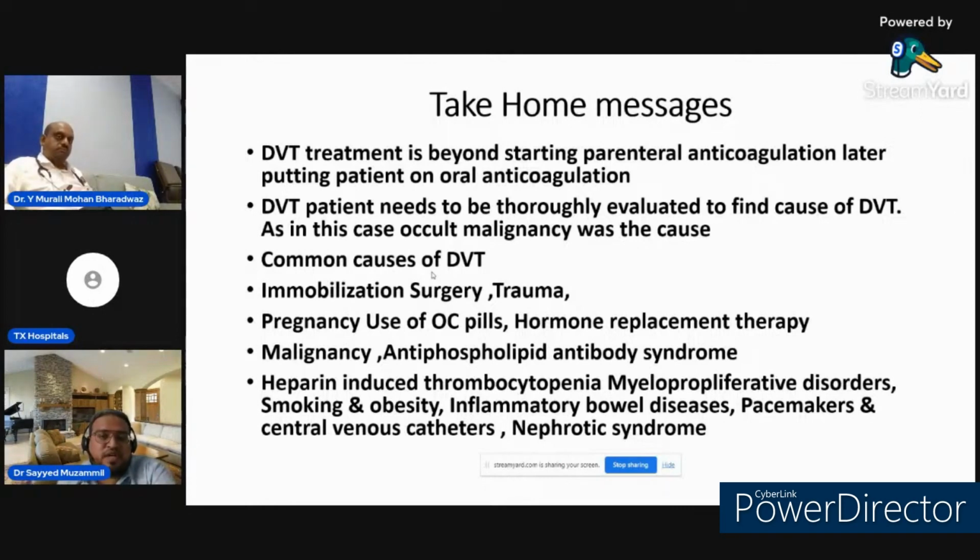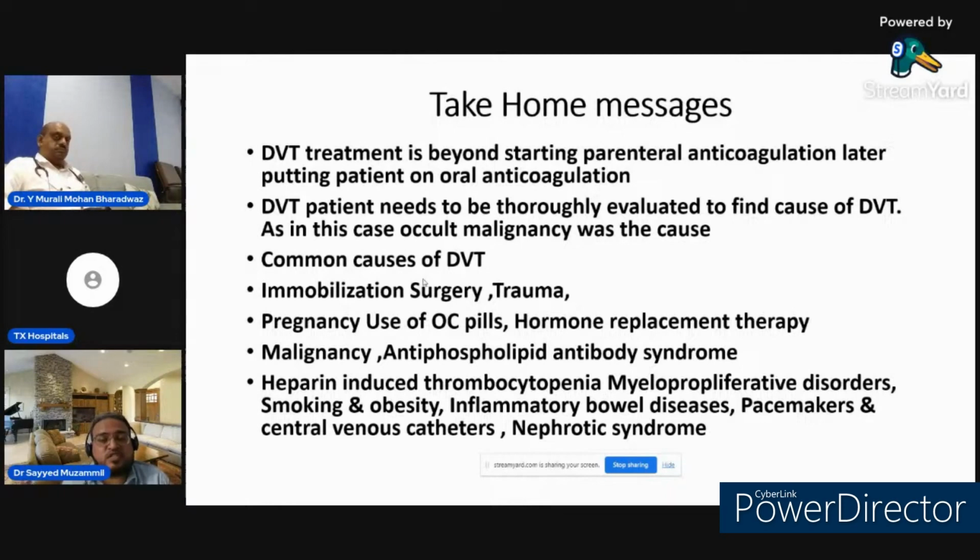Common causes of DVT are immobilization, surgery, trauma, pregnancy, use of oral contraceptive pills or hormone replacement therapy in postmenopausal women, malignancy, antiphospholipid antibody syndrome in young ladies, heparin-induced thrombocytopenia, myeloproliferative disorders, smoking, obesity, inflammatory bowel disease like ulcerative colitis and Crohn's disease. Although these patients have bloody diarrhea, they are hypercoagulable. Others include pacemakers, central venous catheters, and nephrotic syndrome.